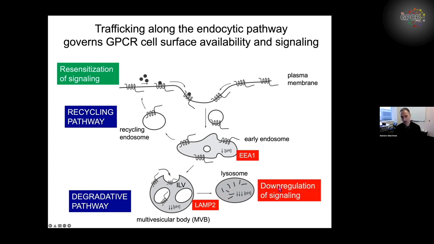This process, when it involves a GPCR, leads to downregulation of signaling, or long-term regulation of signaling. And of course, there's a loss in the receptor complement. To resensitize signaling, usually you'd have to resynthesize the receptor.